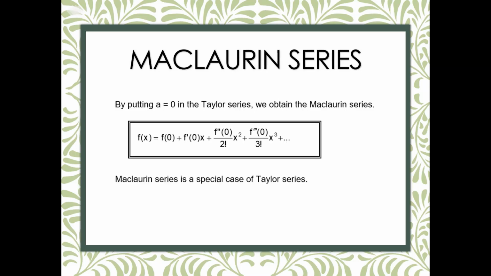By putting a equal to 0 in the Taylor series, we obtain the Maclaurin series, which is represented as f(x) equal to f(0) plus f prime 0 multiplied with x plus f double prime 0 over 2 factorial multiplied with x squared plus f triple prime 0 over 3 factorial multiplied with x cubed plus so on. Maclaurin series is a special case of Taylor series.